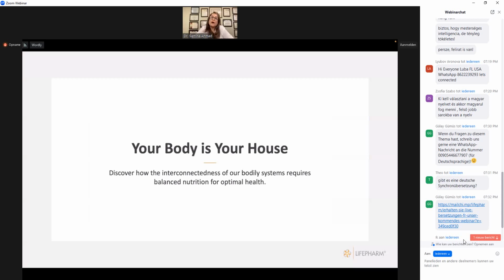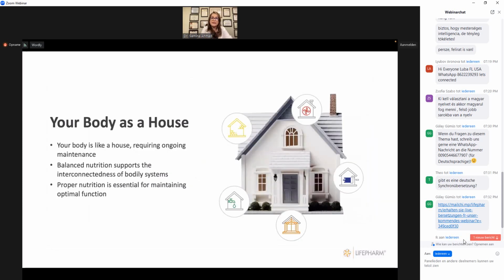Your body is your house. And what does it teach us? It teaches us the interconnectedness of all our bodily systems and how they are all working together. So when you take the example of a house, and I'm sure there might be some real estate people as participants, people who are selling houses, you know the difference between a good house and a bad, right?